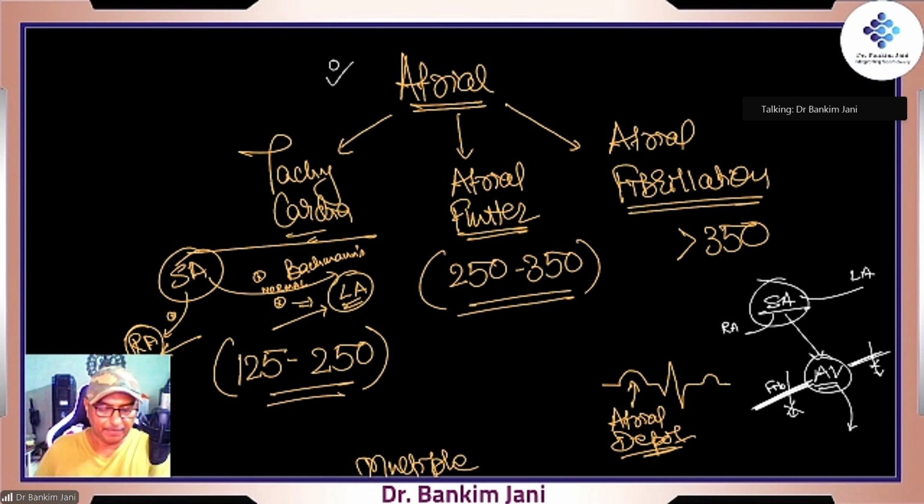And when we say tachycardia, atrial tachycardia, that means we are dealing with the left atrium and right atrium beating at a faster rate. When it is 125 to 250, we say it is tachycardia. When it is 250 to 300, it is atrial flutter, and more than 350, it is atrial fibrillation. Flutter and fibrillation are independent topics in themselves, so right now we are not touching them. Right now, we are just dealing with this system. Correct? Yes, good evening.